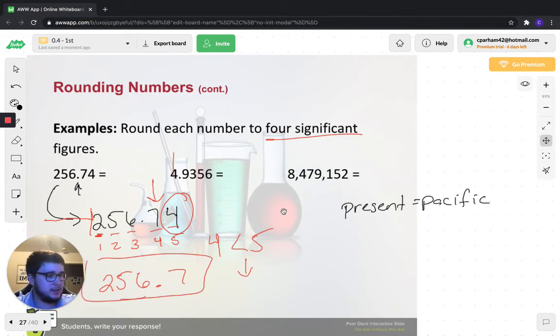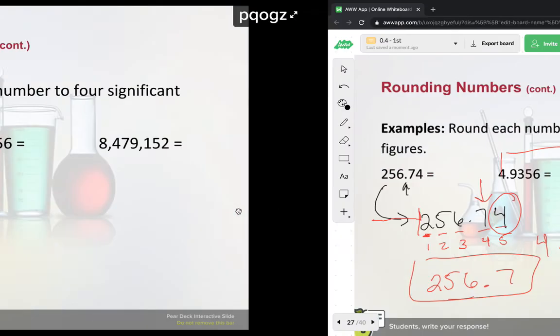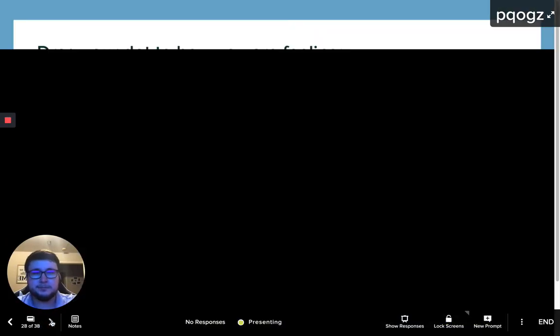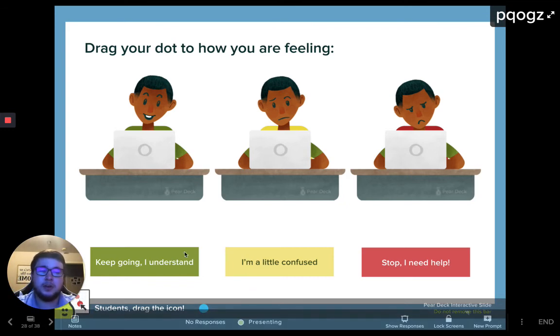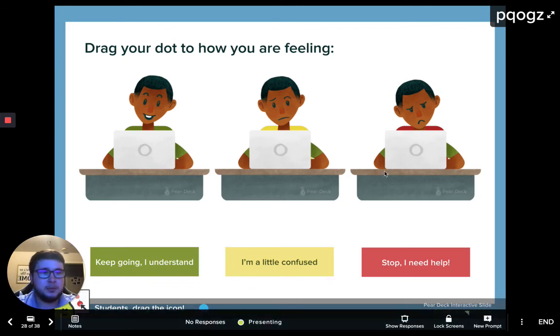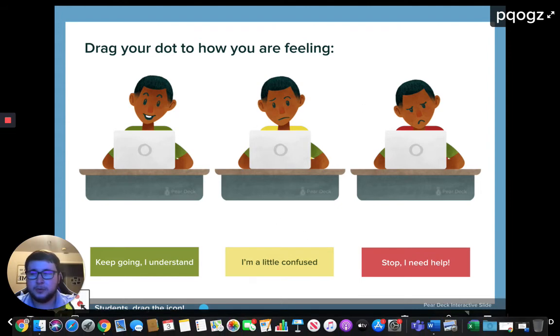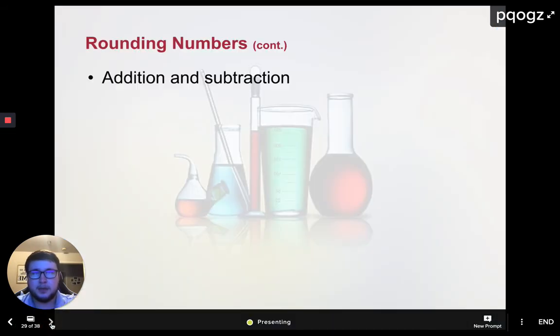Alright, so try these and go ahead and respond to those. I'll give you feedback and come back whenever you're finished. Alright, and then go ahead and take a moment now that you're back to drag your dot to how you're feeling. If you're feeling good about significant figures so far, just go to the green. Otherwise, go to yellow or red, and I will ask you if I can help or if you have any questions.